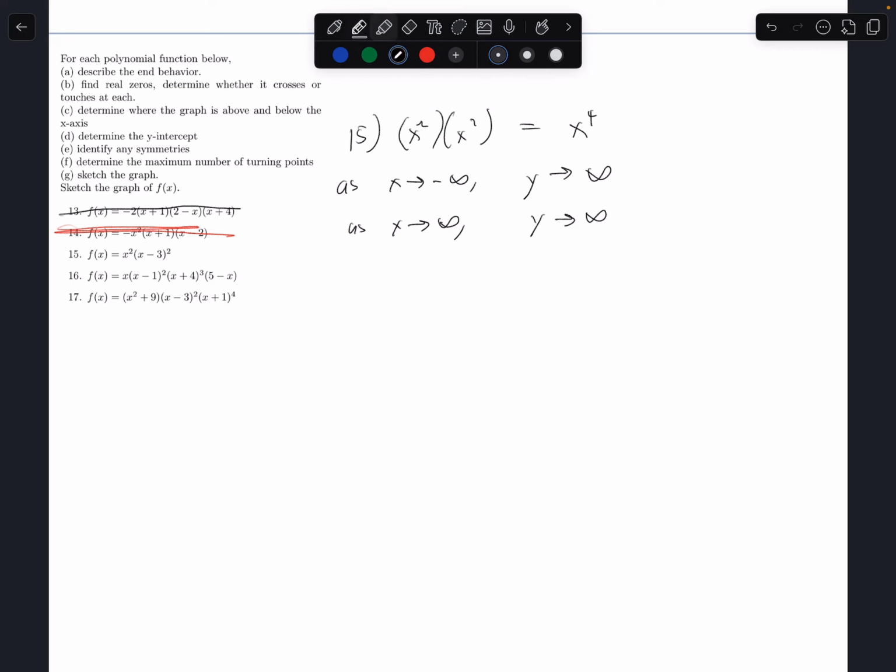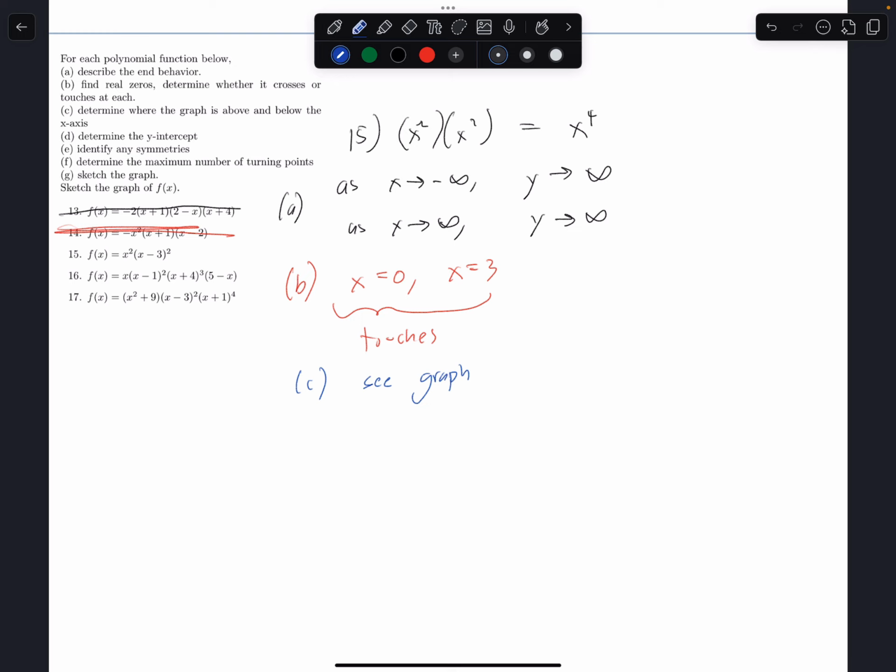Okay, that's part A. Okay, part B. Find the real zeros: x equal to 0 and x equal to 3. And both these cases are multiplicity 2, so these are both touches. Okay, letter C. Where is it above and below? Well, just see the graph. Yeah, just refer to the graph. And if you want to, you can plot out those intervals based on what you see in the graph.